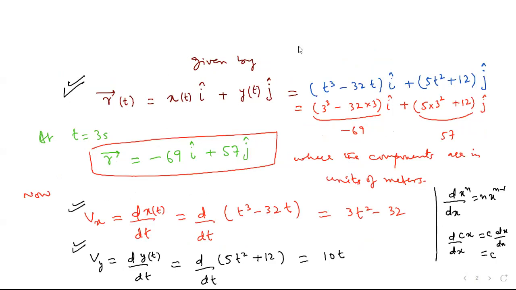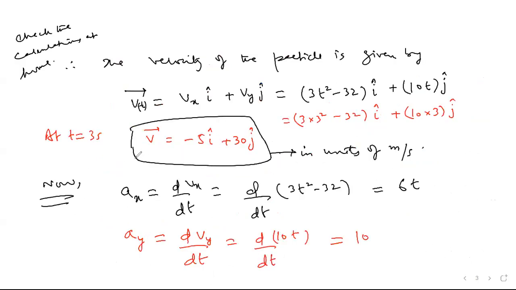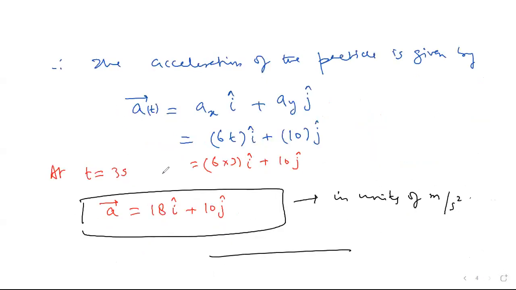So this is our, let me use some color, this is our answer 1. Then we found the components of velocity. vx is the time derivative of x, vy is the time derivative of y. Then we constructed our velocity vector. Then we put t equal to 3 seconds to find the velocity at t equal to 3 seconds. So this was the second answer. Then we similarly constructed our acceleration vector. Acceleration is the time derivative of velocity. So this is the general acceleration vector. And we put t equal to 3 seconds to get the acceleration vector at t equal to 3 seconds. So this is all for today.